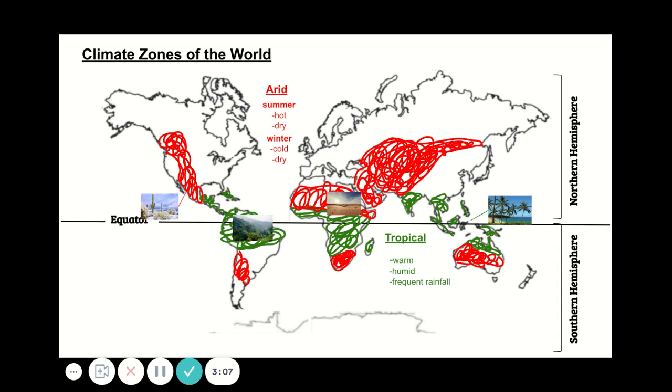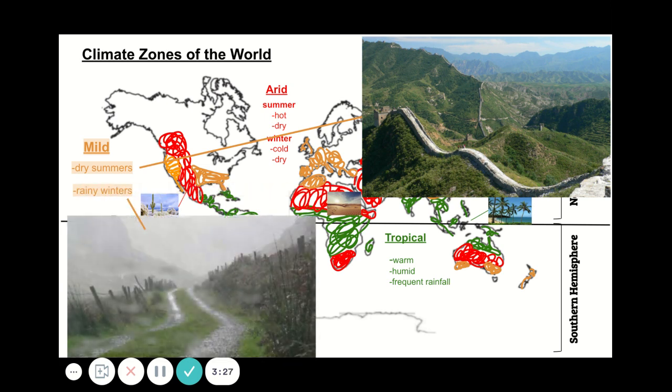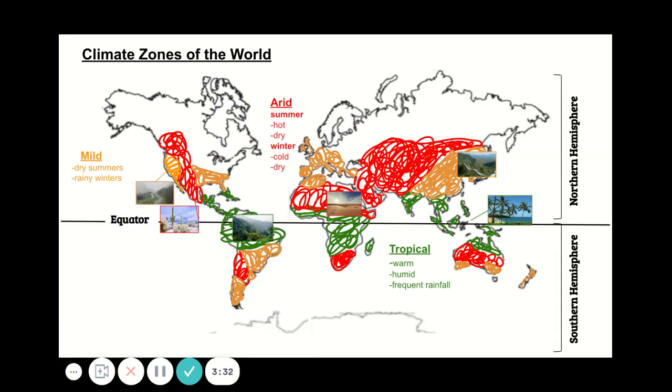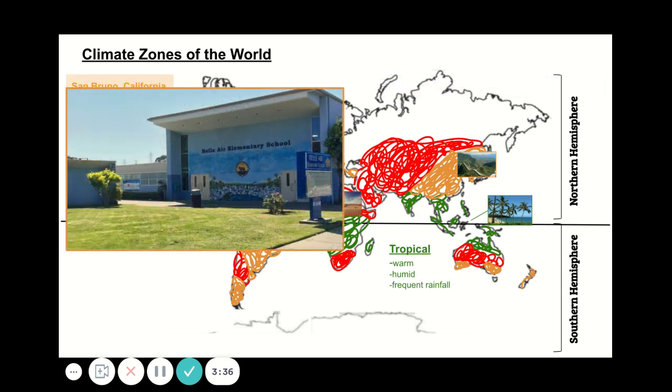The next zone that we are going to look at is the mild zone. The mild zone, shown here in orange, has dry summers. Here is a dry summer in China. The mild zone has rainy winters, and here is a rainy winter in California. Here in San Bruno, we are in the mild climate zone. And there we are at Bel Air Elementary School.